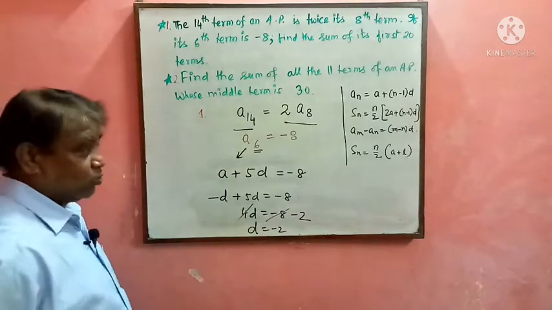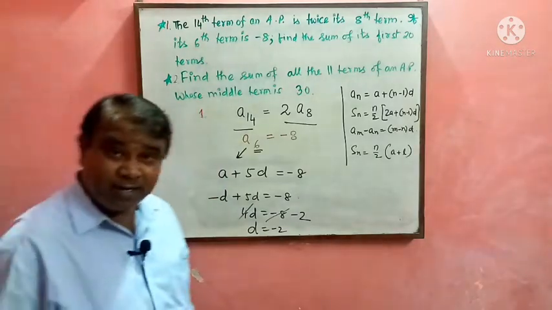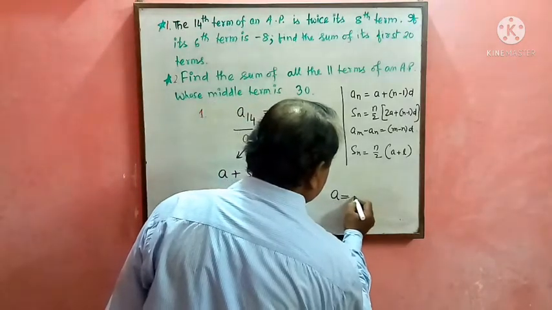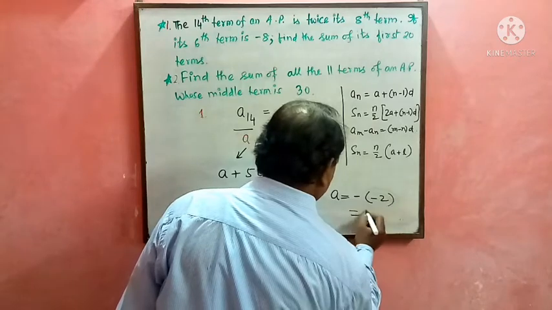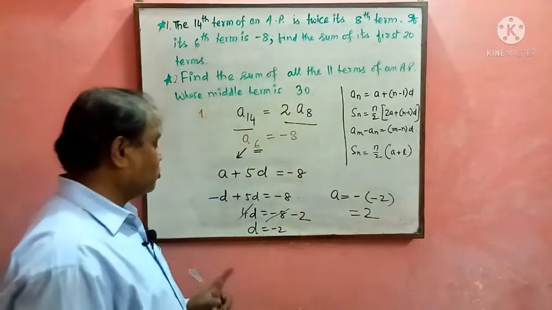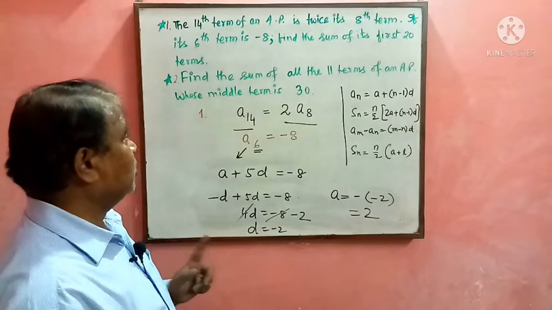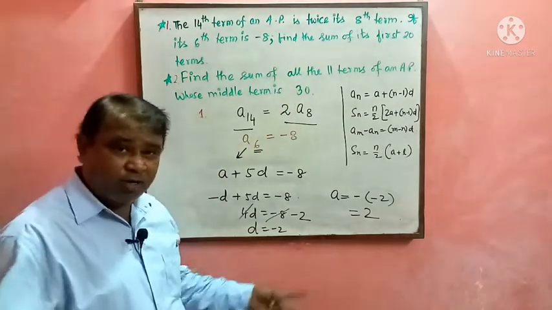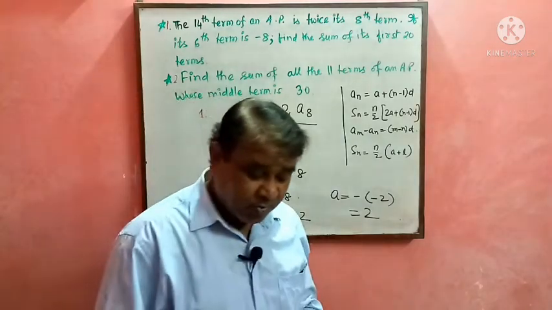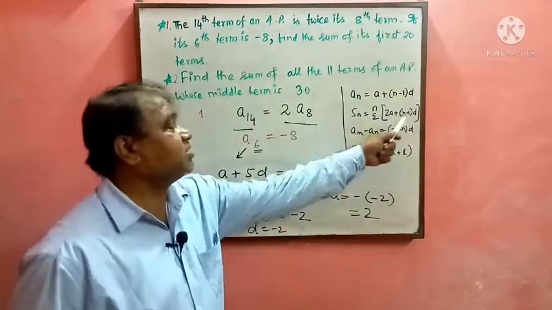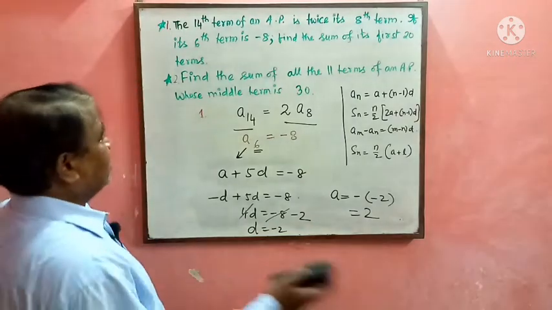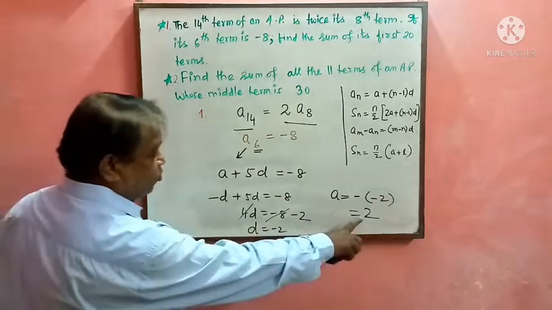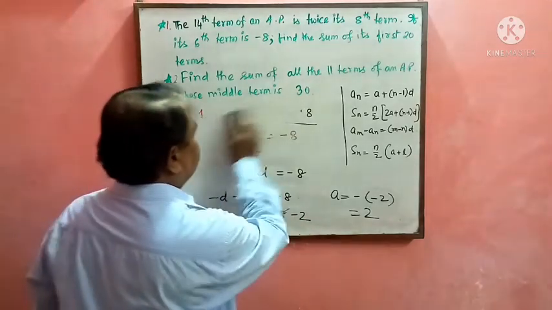If D is minus 2, we had earlier A is equal to minus D. So A is equal to 2. So A is 2 and D is minus 2. Now find the sum of its first 20 terms. Now we don't have any difficulties. We will just use this identity so that we will get the result. We have A is equal to 2 and D is equal to minus 2.